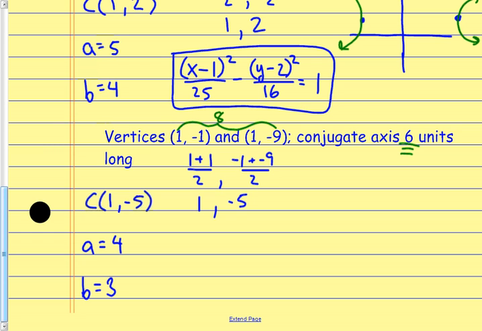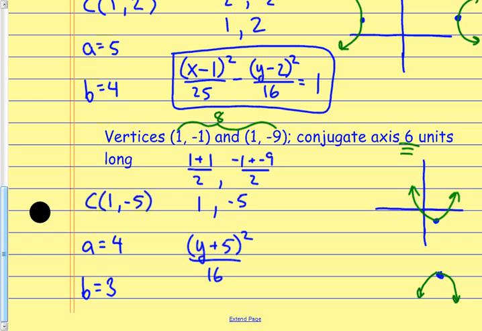And now I just determine whether this is going to be vertical or horizontal. So I plot these points, just kind of imagine where they are in space. So 1, -1 is down here. 1, -9 is down here. So now my transverse axis is running vertically. So I know that this is going to be a vertical hyperbola, right? So I do the y minus k, which is going to be y plus 5 squared, over a squared, which is 16, minus the x minus h squared, over b squared, which is 9, equals 1. And that's it, right?